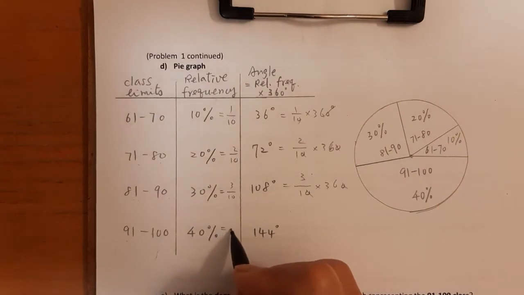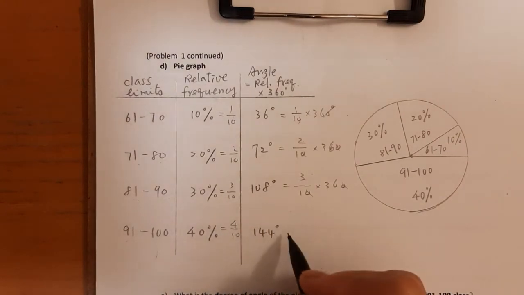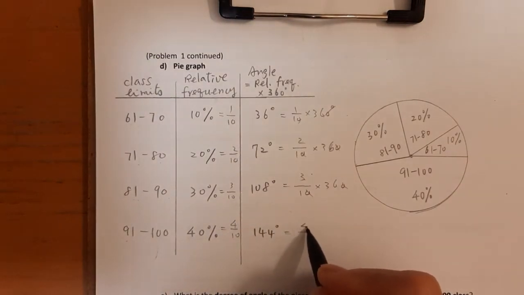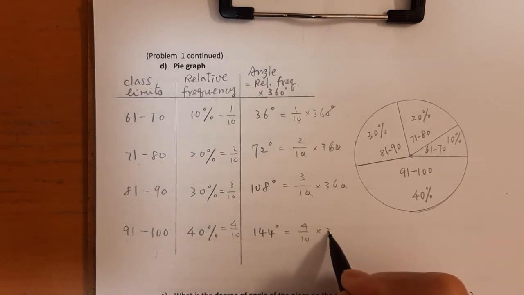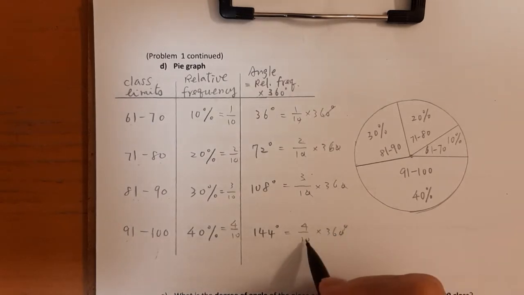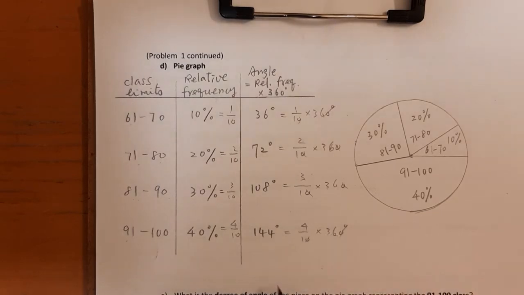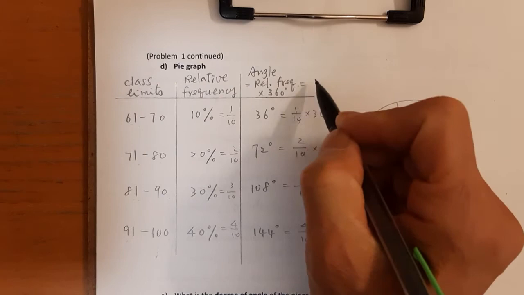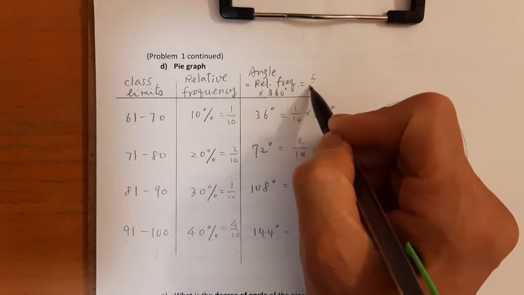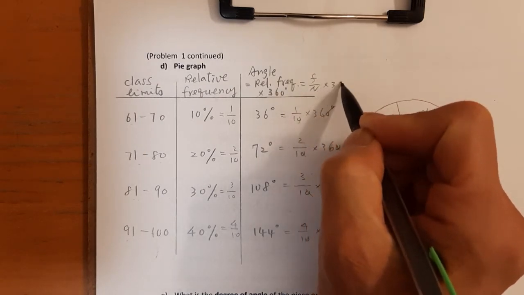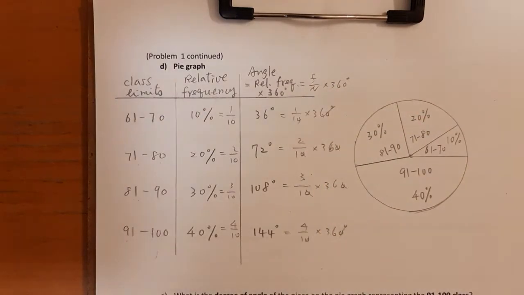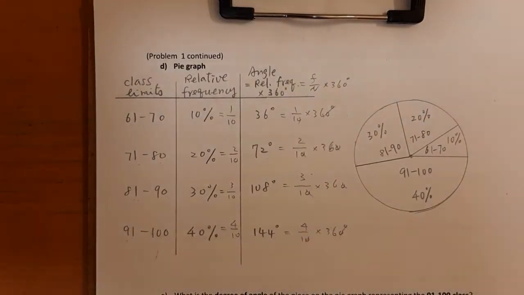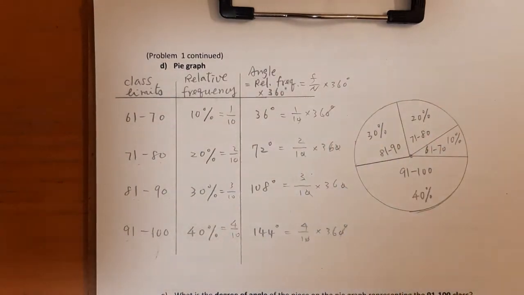And this is 4 out of 10. That is the frequency over n times 360 degrees. Cancel. 4 times 36 is 144 degrees. So it's F over n times 360 degrees, which is the degree of the angle. Now we are going to draw, to see how to draw this pie graph.